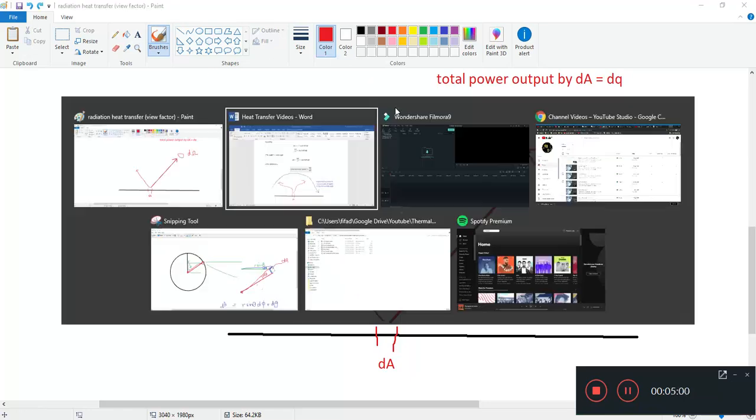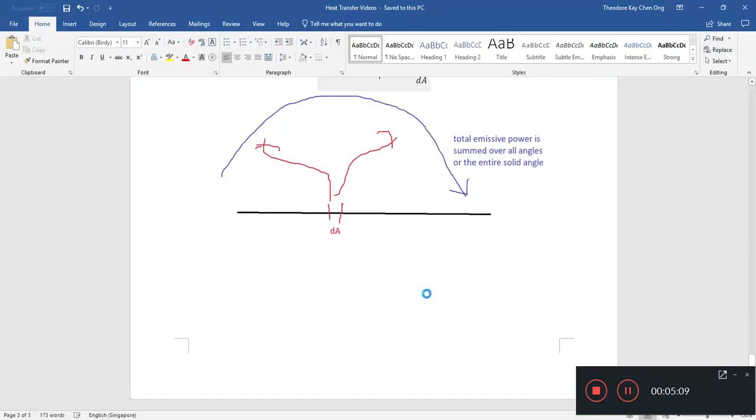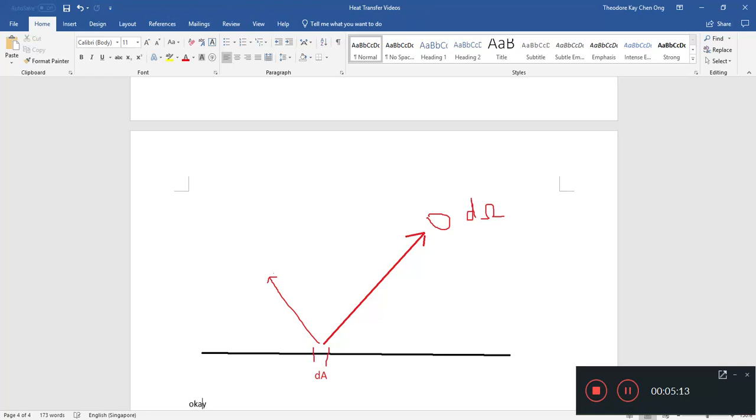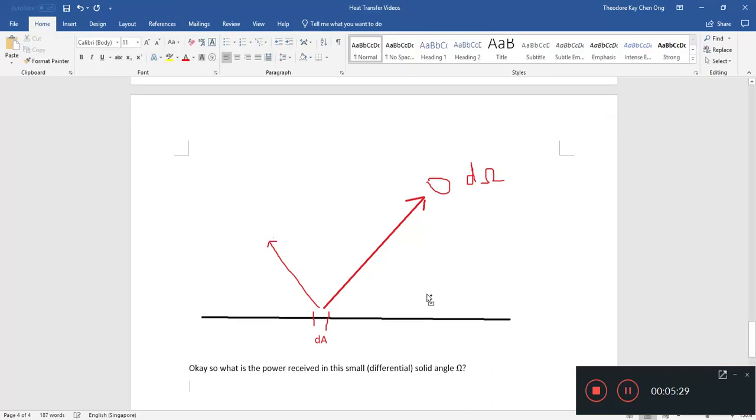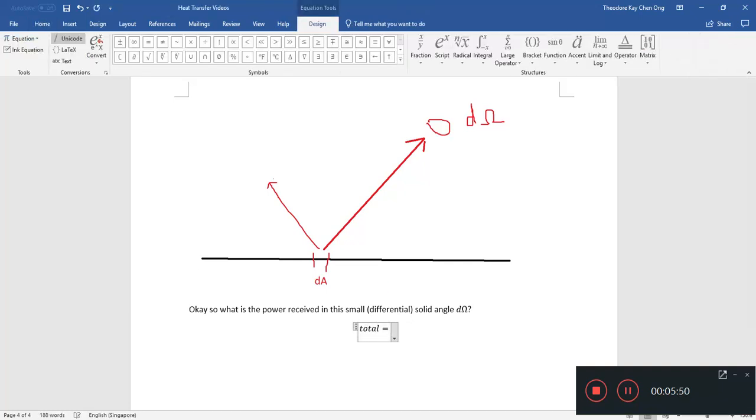Okay, so let's start with a few things. Let's put this in the Word document, and then we start by typing. What is the power received in this small or differential solid angle, or rather I put down d omega to make it clear. So we know that the total power output across all solid angles is dQ, or rather dQ over dA. That's the total in entirety.